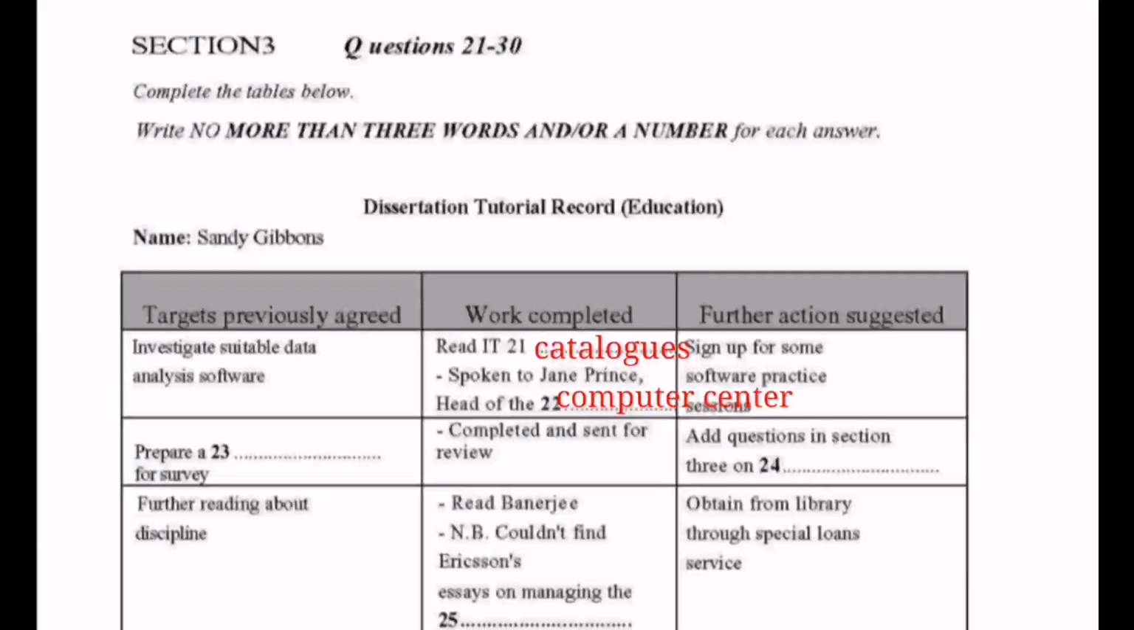And let's move to question number 23: prepare a blank for survey.